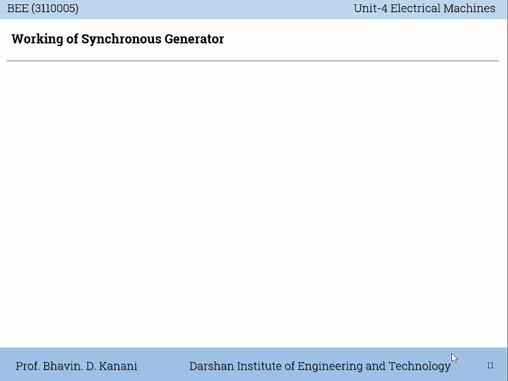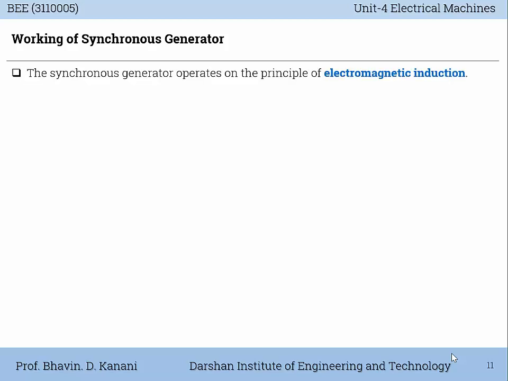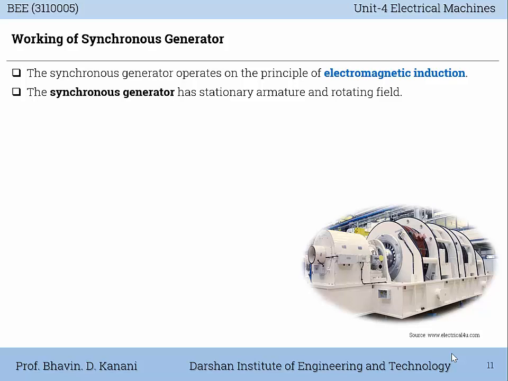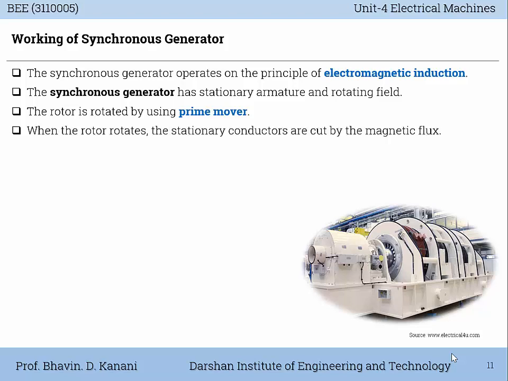Now the working of synchronous generator. The synchronous generator operates on the principle of electromagnetic induction. This is nothing but the Faraday's law. The synchronous generator has a stationary armature and a rotating field. The rotor is rotated by using prime mover.